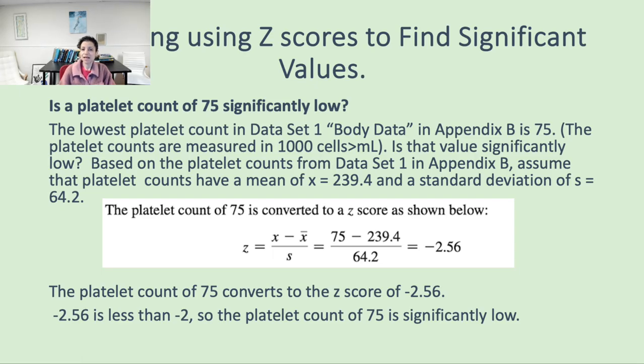-2.56 tells us that that person's platelet count is 2.56 standard deviations below the mean. We know it's below the mean because it's negative, and we know it's significantly low because it is -2 or more extreme. So we know that 75 is significantly low compared to the mean.